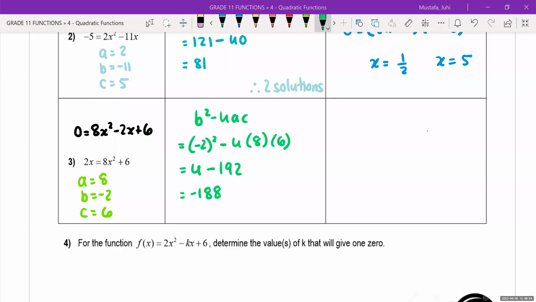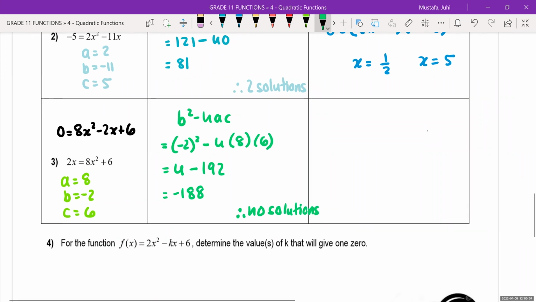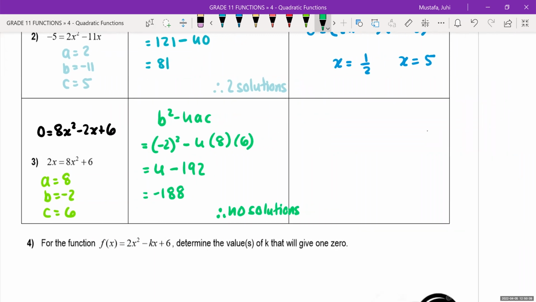Did we get negative 188? If b squared minus 4ac is less than 0, how many solutions are there? Therefore, no solutions, or 0 solutions. And if you were to put this into the quadratic formula, you would basically get no real roots. So you would get a square root of a negative and it would not work out.